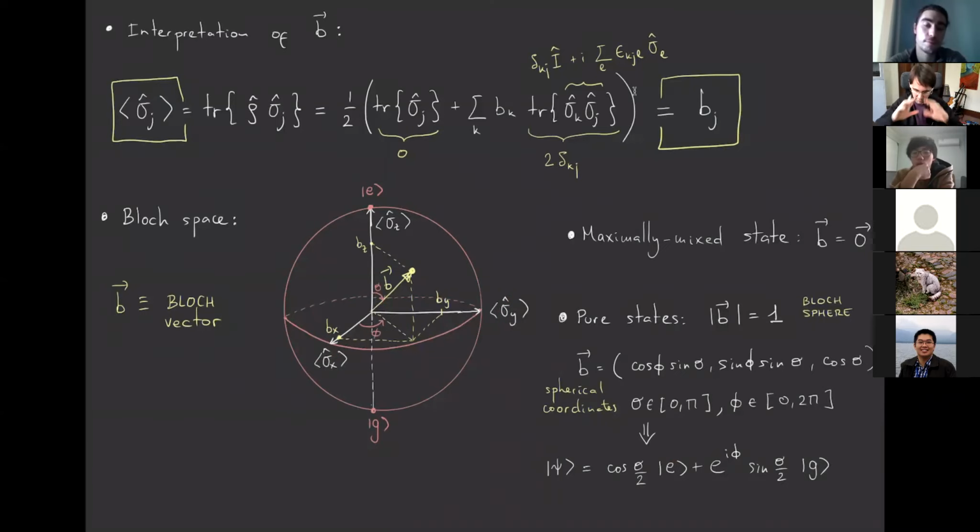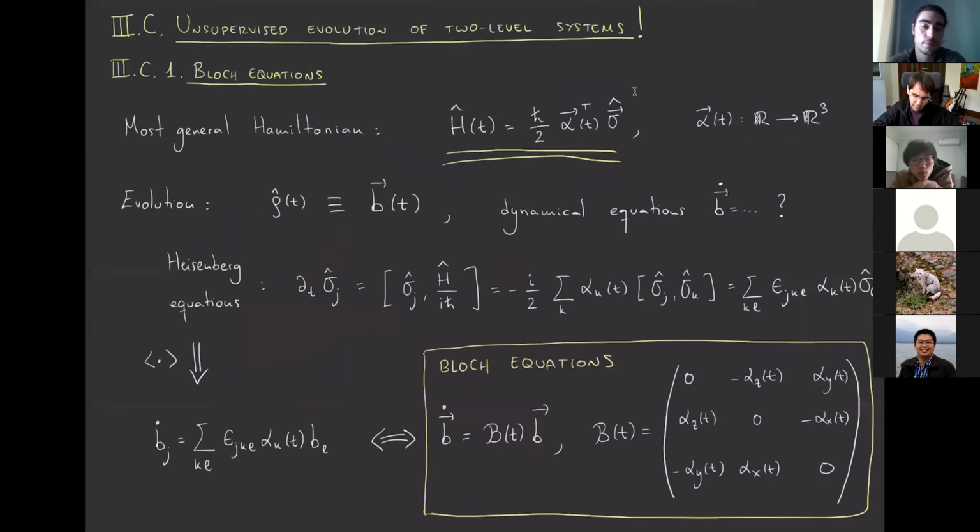So this is just so you have an intuition about where you are in Bloch space, or how the state depends on where you are in Bloch space. Okay, then we finished the lecture talking about dynamics, in particular unsupervised unitary evolution of these two-level systems.